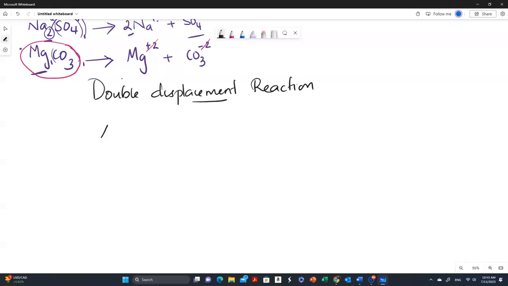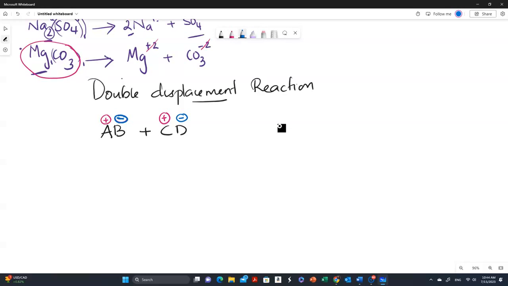Okay, so if I have AB plus CD, let's take AB plus CD, and I'm going to write it in terms of cations and anions. Say A forms a plus charge and B is an anion, and C is going to be plus and D is going to be negative. So let me make this one blue.